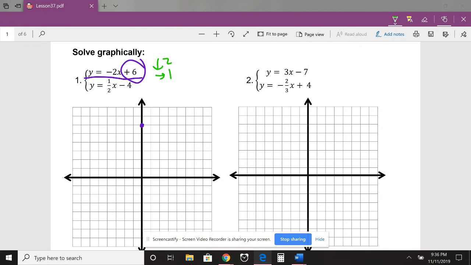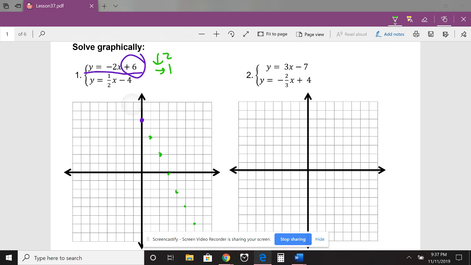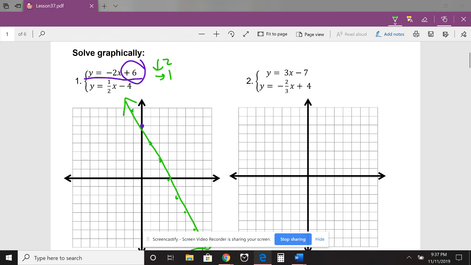Down 2 to the right 1 from the y-intercept. All the way down. And also up 2 to the left 1. There's my line. And I'm going to label that one, because it's always good to label one of them so they know which one is which whenever we're grading your papers.